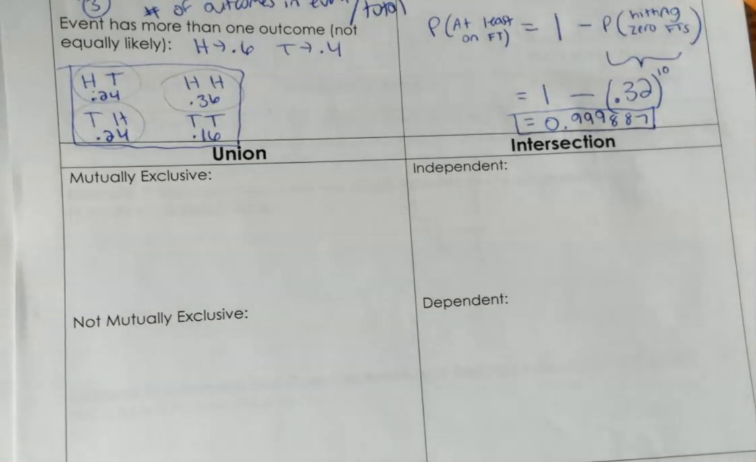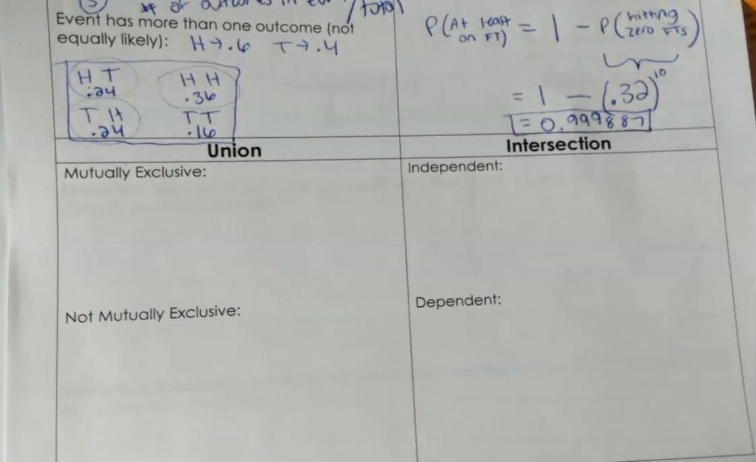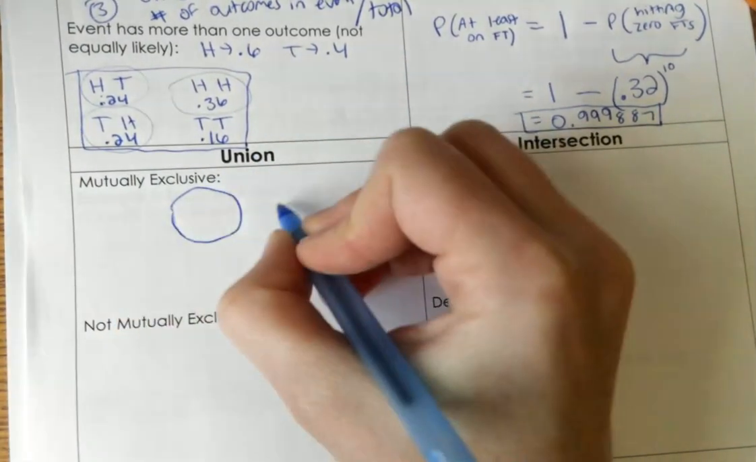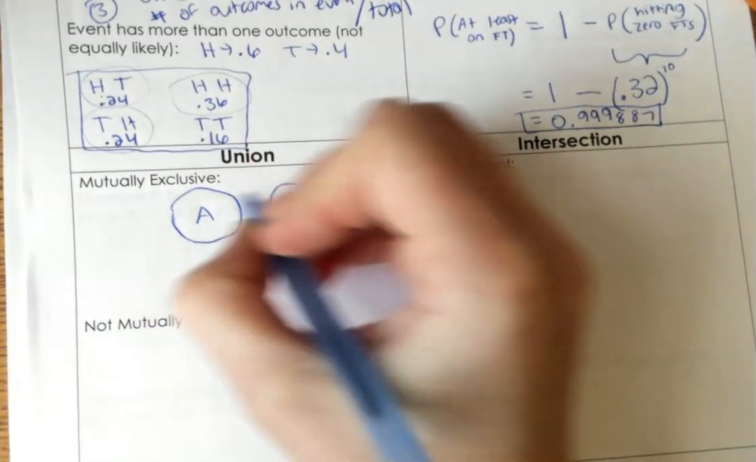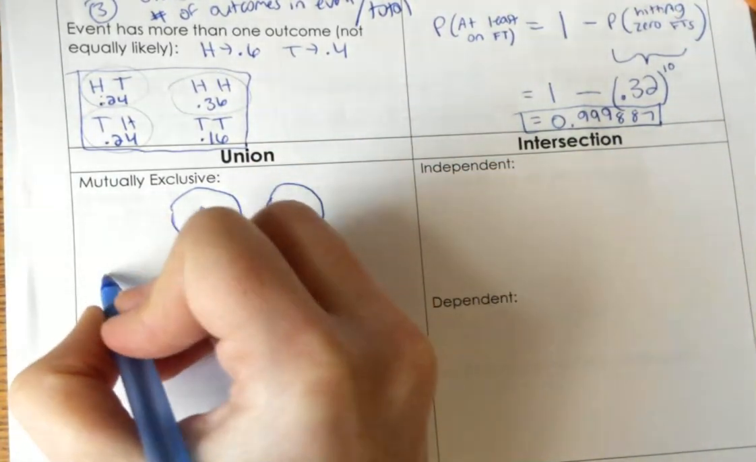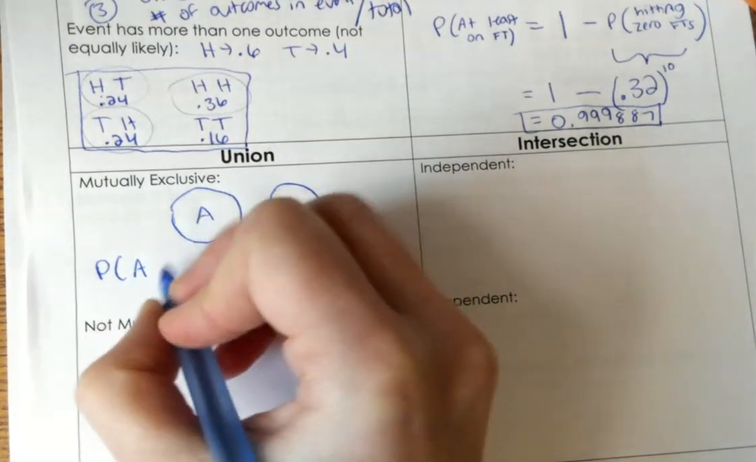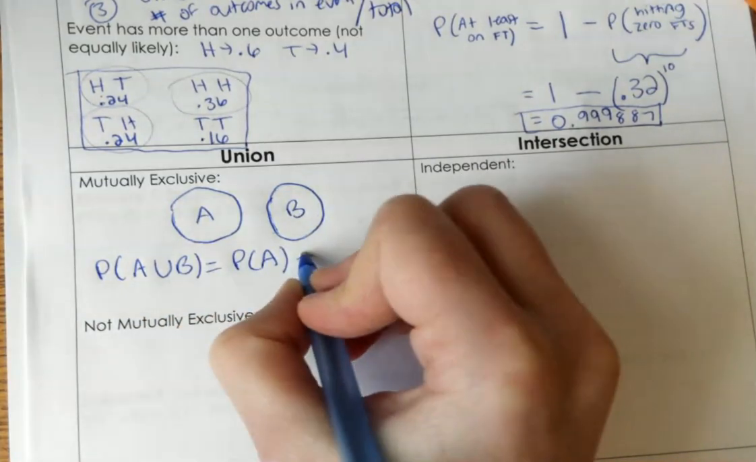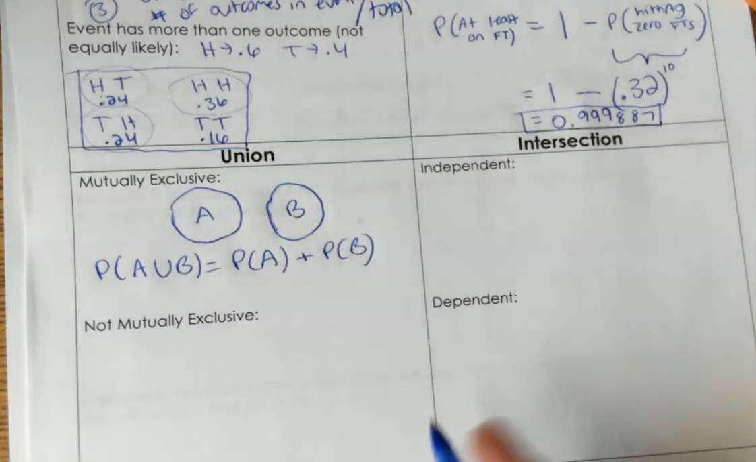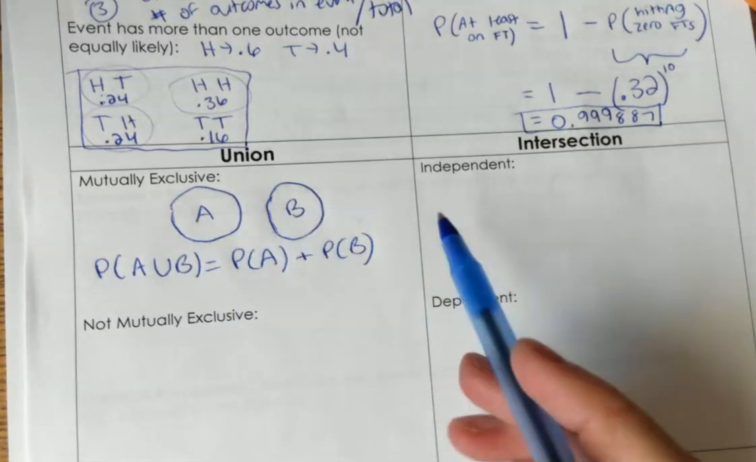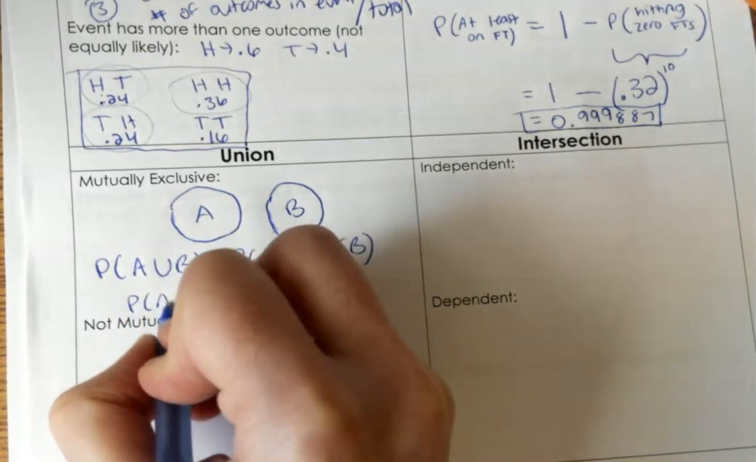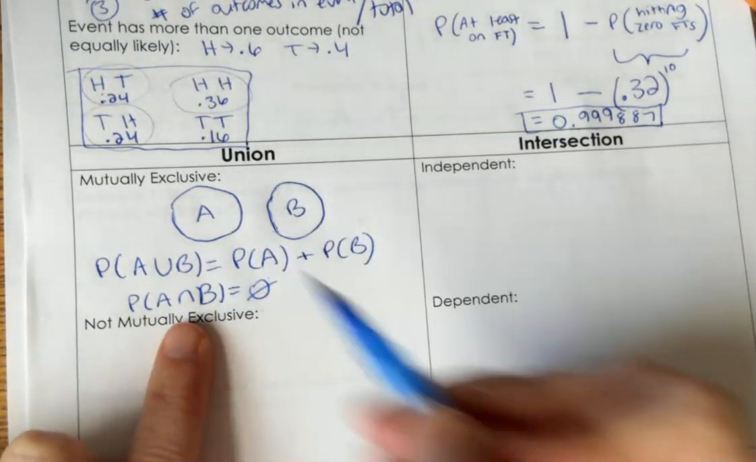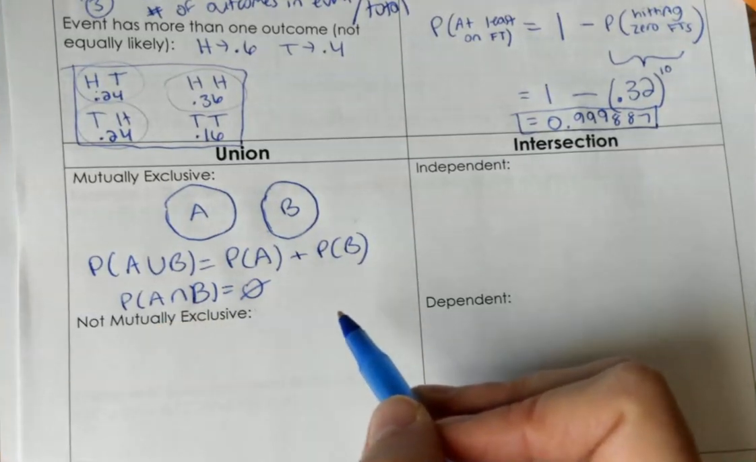All right, now we've got our union and our intersection, and we have 2 scenarios with each. So with unions and intersections, I think it's easiest to draw a Venn diagram if we can. So with mutually exclusive, our 2 circles are not touching at all. Let's call this event A and this event B. So the probability of A union B is going to equal P of A plus P of B. I don't need to subtract anything out because I haven't double counted anything. So that means the probability of A intersection B is 0. They don't intersect at all.